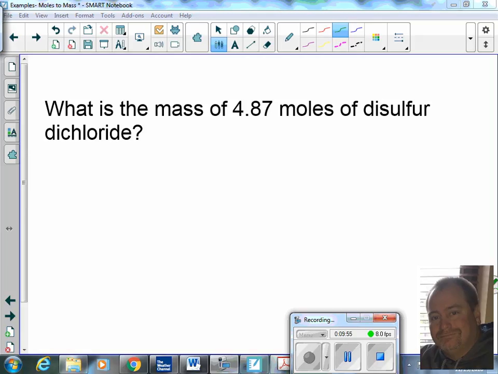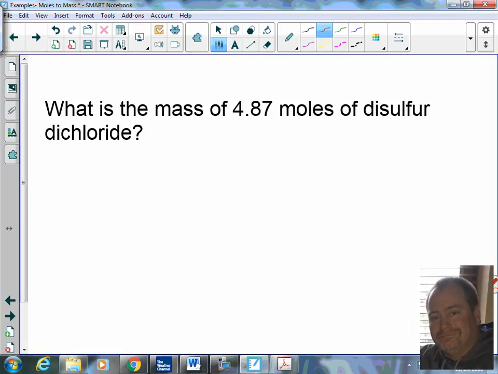All right, our next example is, what is the mass of 4.87 moles of disulfur dichloride? So once again, I go to what was given to me. What was given to me? In my problem, I can see 4.87 moles of disulfur dichloride. What is disulfur dichloride? S2, what? Cl2.